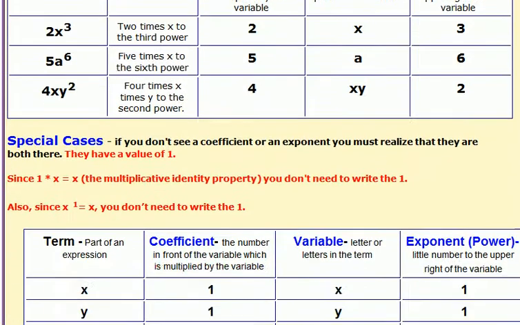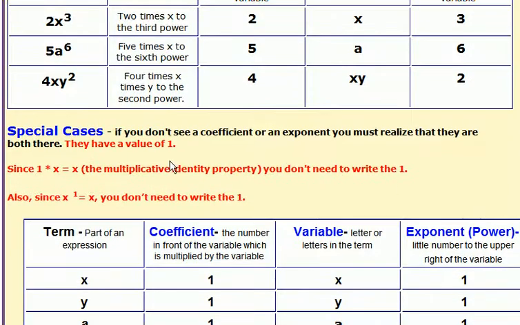I've also included in this lesson a couple of special cases. If you don't see a coefficient or an exponent, you must realize that they are both there and that they have the value of 1. So we already talked about a term x. If 1 times x equals x, then you don't need to write the number 1. You're just going to write x. But also, since x to the first power is also equal to x, you don't need to write the 1. Okay, so I made a chart here for you with those special cases.